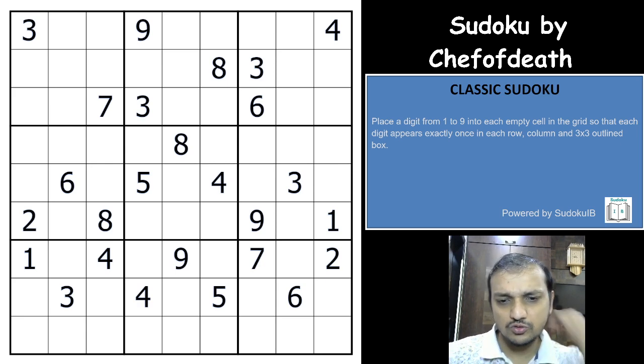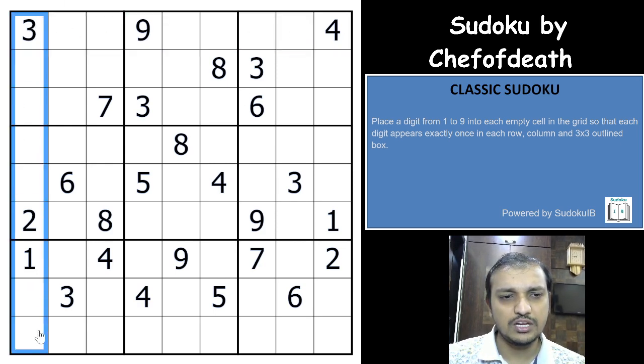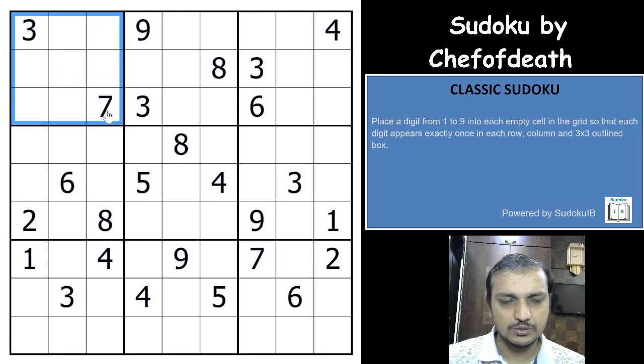So coming back to this Sudoku now. Classic Sudoku rules apply. You need to place digits from 1 to 9 in each row, each column and 3 by 3 box without repetition. Right. So let's see if we are able to solve this Sudoku.